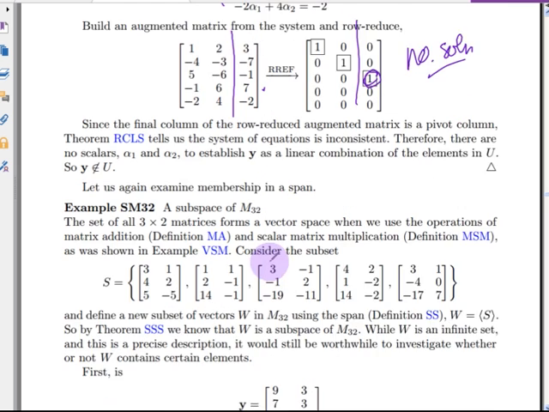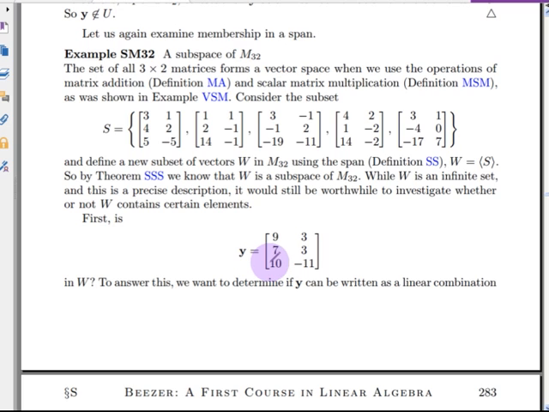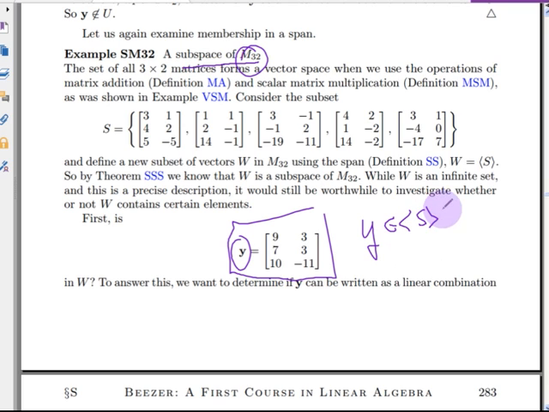All right. So let's consider another example. Suppose we have the 3 by 2 matrices, and let's consider the span of a set of 3 by 2 matrices. So here we have 5 3 by 2 matrices, and we want to consider the span. We know that the span is a subspace. So we can ask the same question: of any 3 by 2 matrix, is that matrix in the subspace? So let's consider this particular matrix, and the question is, is y in the span of S? How do we determine that?